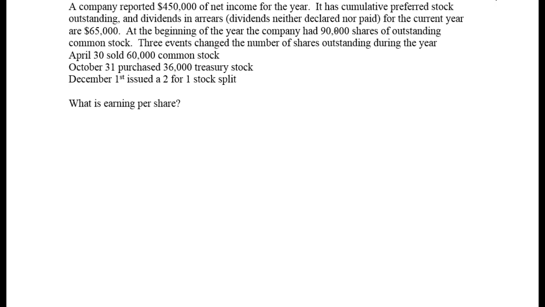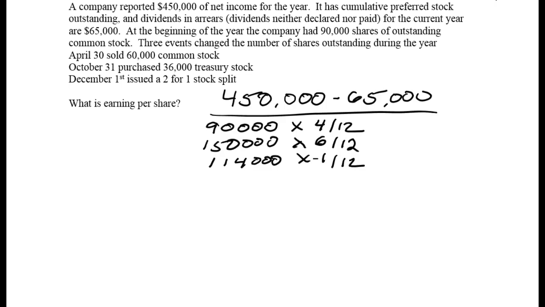Let's calculate this. The 90 is outstanding for 4 months. Issue 60 more, that's 150 for 6 months. Back off the treasury stock, we're down to 114. But that's for 1 month now, because on December 1st, there was a stock split, a 2-for-1 stock split. All the stock is called in, and twice as many shares are issued. The first thing I'm going to do is double the number of shares outstanding, because it goes from 114 to 228 immediately. There's a 2-for-1 stock split.